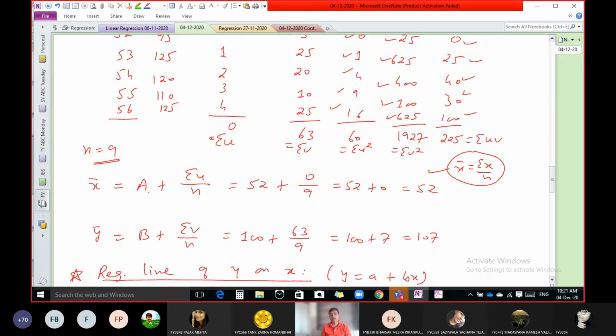So use this formula. Our a is what? 52. Sigma u is what? 0. 0 divided by 9. 0 divided by anything is 0. So 52 plus 0 is 52. So our x bar is 52. And y bar, this is the formula: b plus sigma v upon n. And b is 100. Sigma v is 63. And divided by 9, that we get 7. So 100 plus 7, 107. So we have value of x bar and y bar.